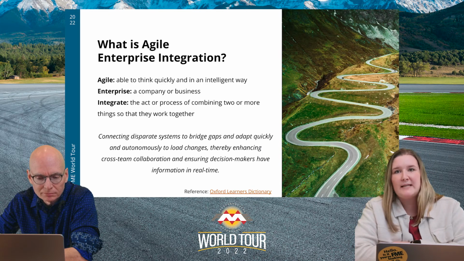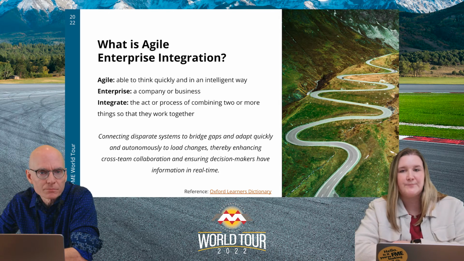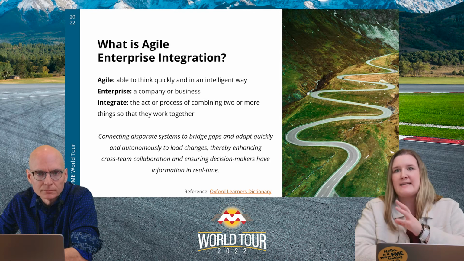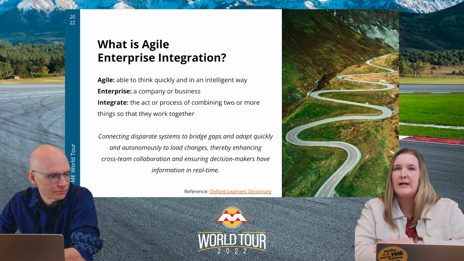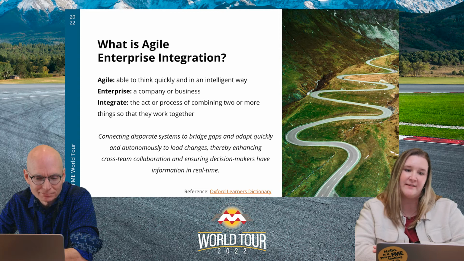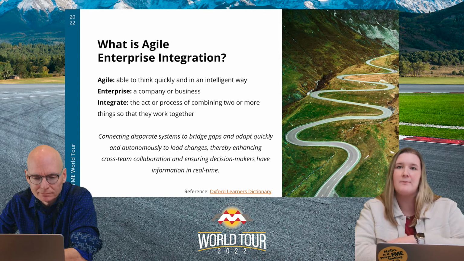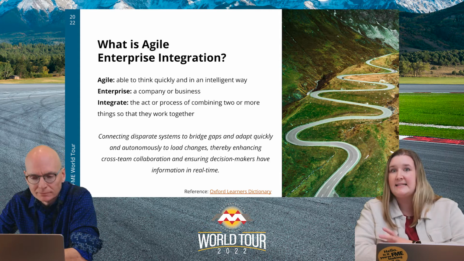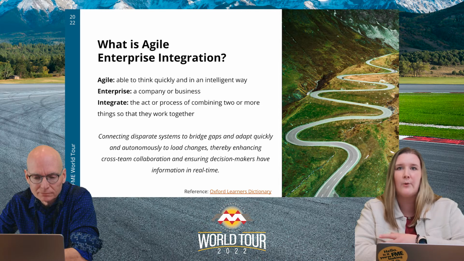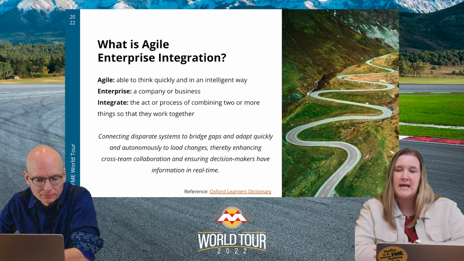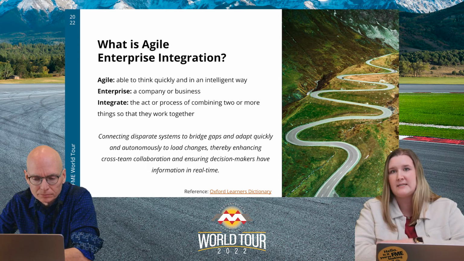So first, what is Agile enterprise integration? I thought the easiest way to outline this concept was actually to break it down word by word and take a look at the Oxford Dictionary definitions. So firstly, we have agile. To be agile is to be able to think quickly and in an intelligent way. And then we have enterprise, which is simply another word for a company or a business. And lastly, we have to integrate. And this is the act of combining two or more things so that they work together.